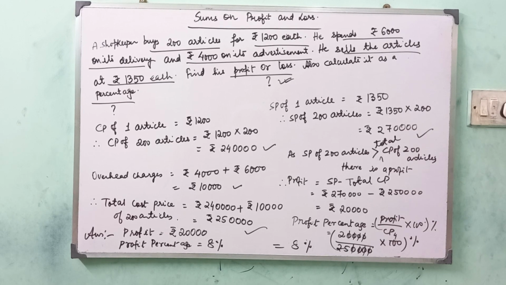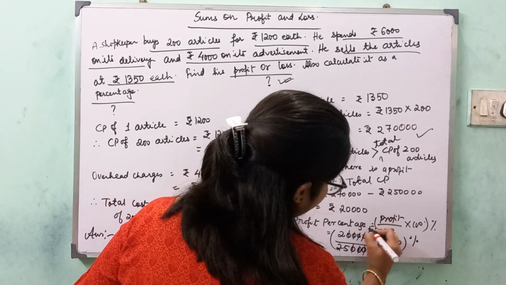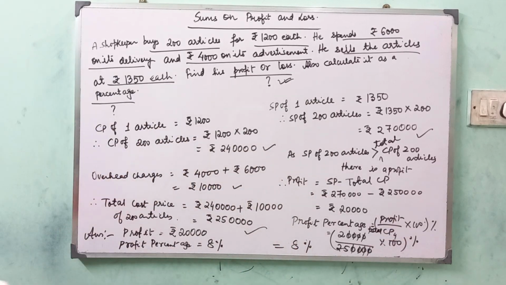I mean, it is the shopkeeper's profit, and the profit percentage is your profit by, same here, total CP. We are doing everything on total CP. So profit by total CP into 100%. So that is 20,000 by 2,50,000 into 100%. So 8% is the profit percentage that is made. So please go through the sum.